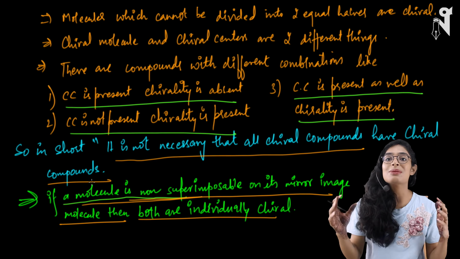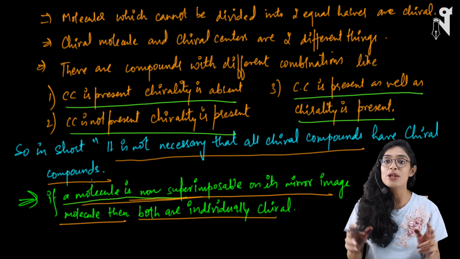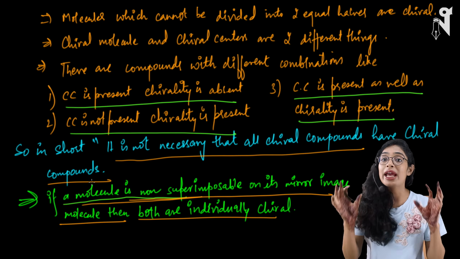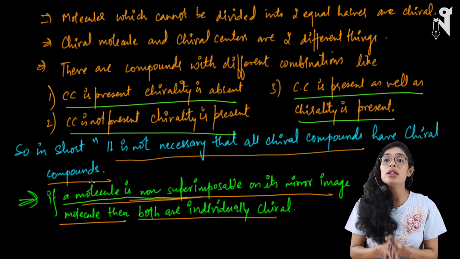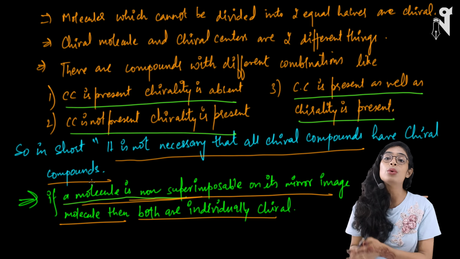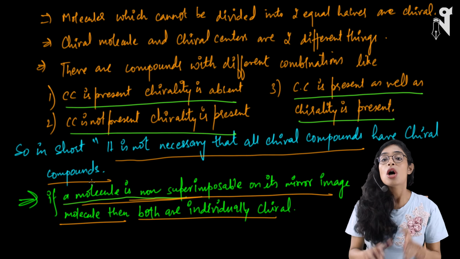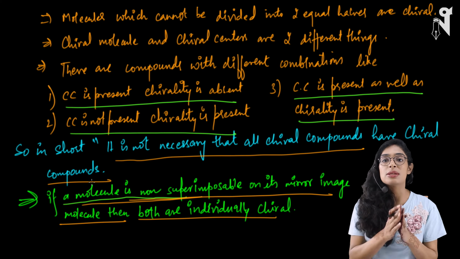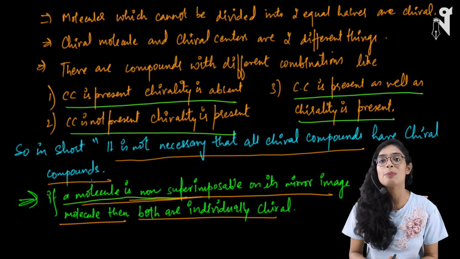There are some symmetry elements which we talk about. Especially we talk about two symmetry elements. One is the plane of symmetry and another is the center of symmetry, which help us understand whether the image of a molecule will be superimposable or not, or whether the compound will be chiral or not. So we'll be learning now how those symmetry elements play their role, what exactly they mean, and how to check them in a molecule.